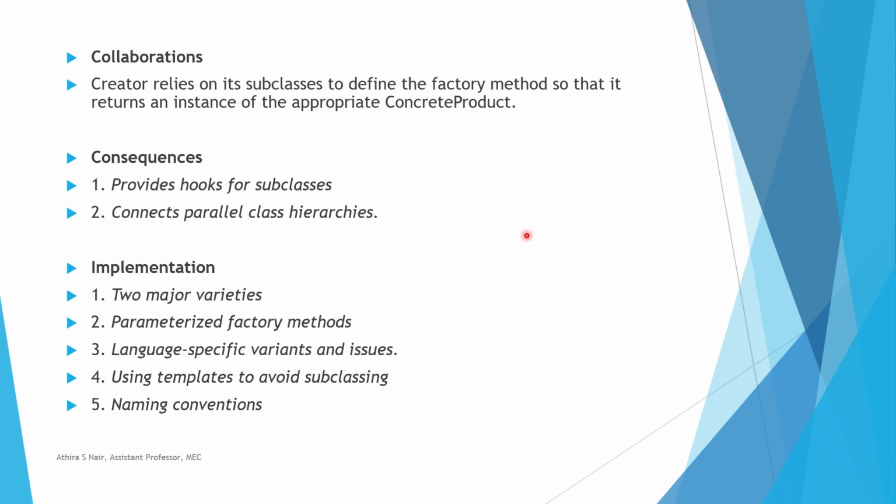So the creator relies on its subclasses to define the factory method so that it returns the instance of the appropriate concrete product. Factory methods eliminate the need to bind application specific classes into your code. The code only deals with the product interface. So we can work with any user defined concrete product classes.